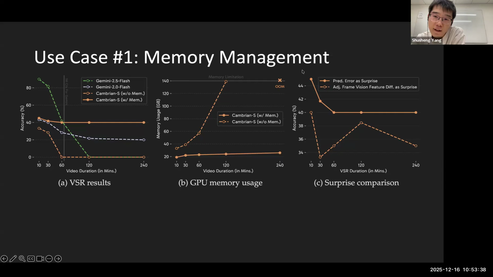Also, for the third figure, we compare our surprise implementation to a baseline. Our method uses the prediction error as surprise, but one easy way to measure surprise is to just measure the difference between adjacent frames. So here we compare our predictive error as surprise with the adjacent frame feature difference as surprise, and we find that across all video durations, our design can yield stable results.